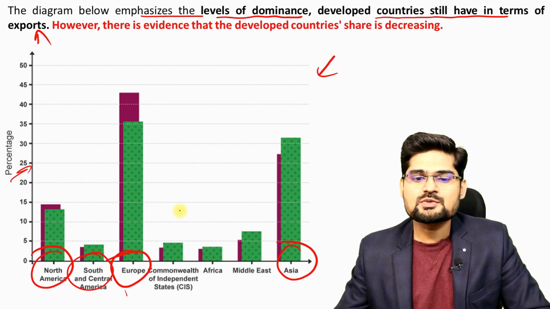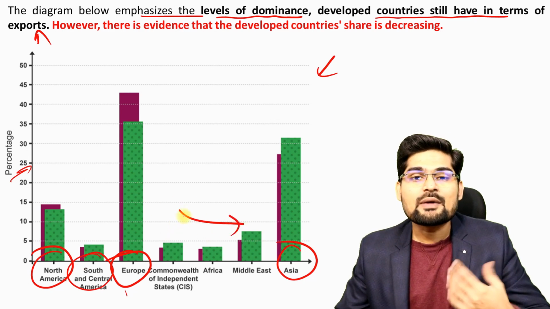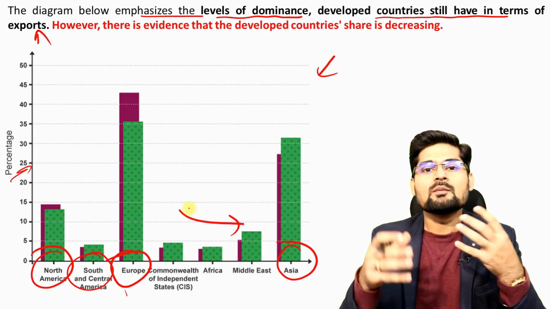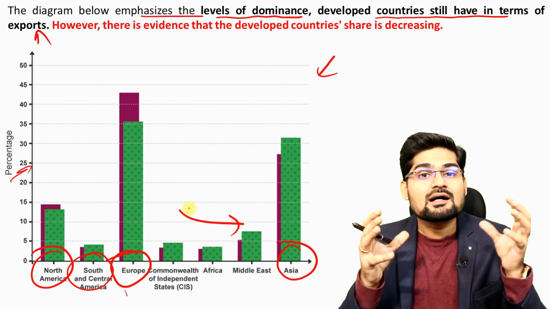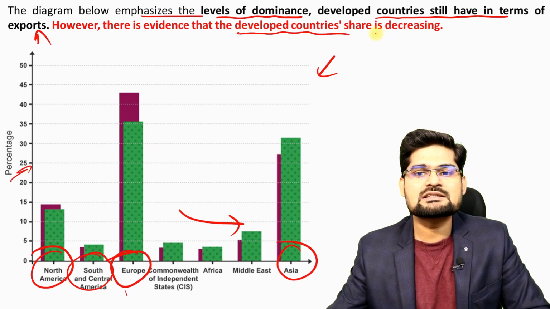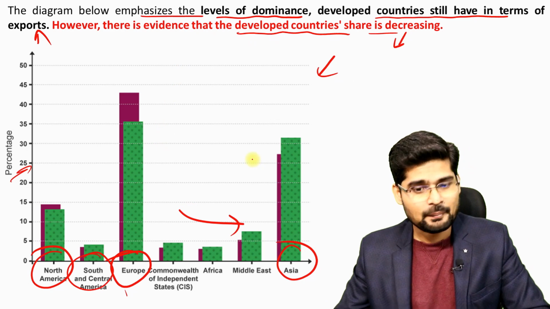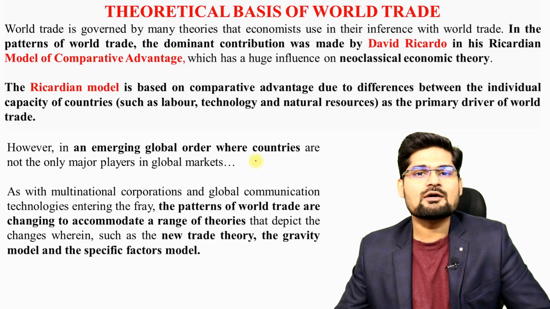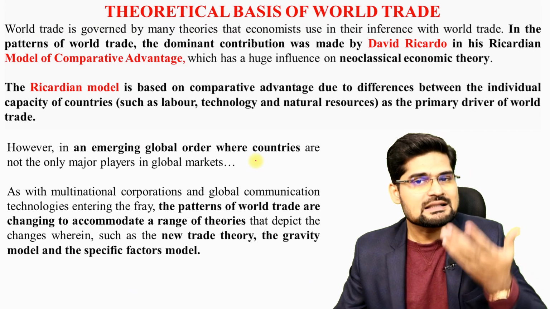But now gradually, the other areas are also coming up. Now the development is going to the particular areas where modern industrial setup and agglomeration factors are playing a role. So there is evidence that developed countries' share is now gradually decreasing, right? So let's understand the theoretical basis of world trade also, because it may help you in understanding the background of it.